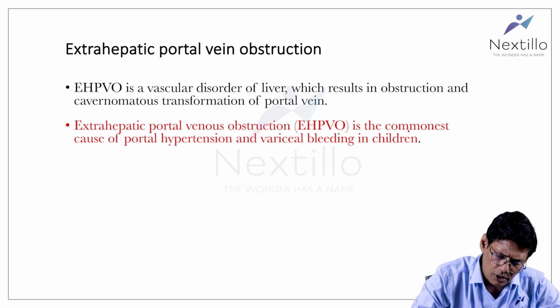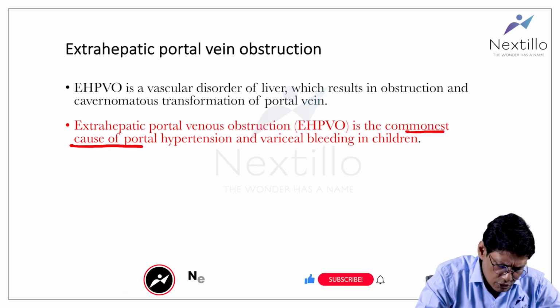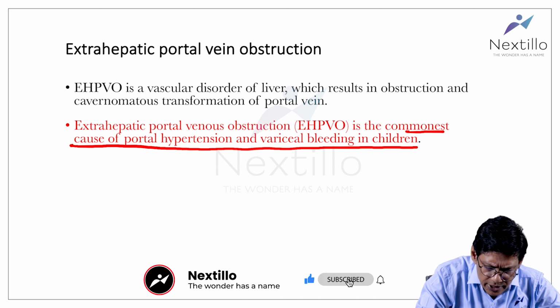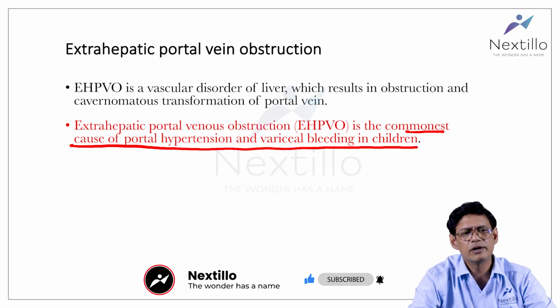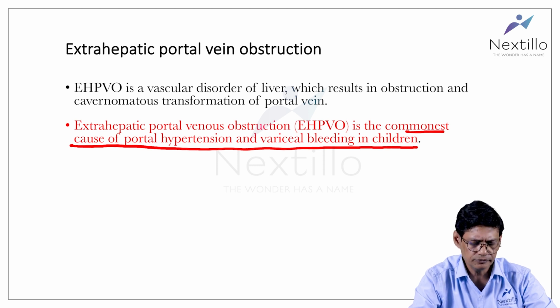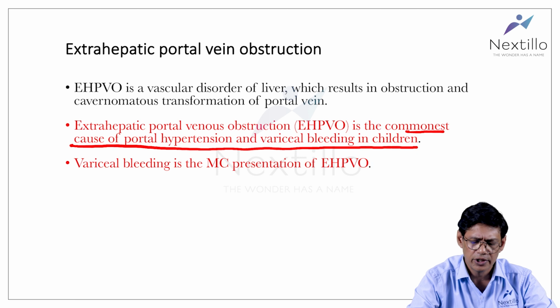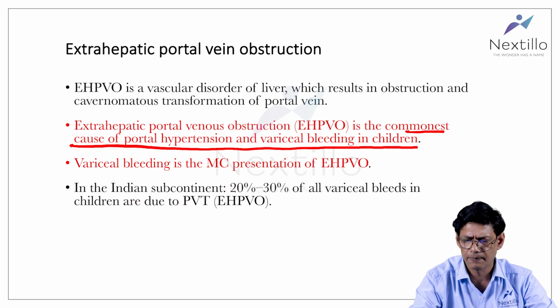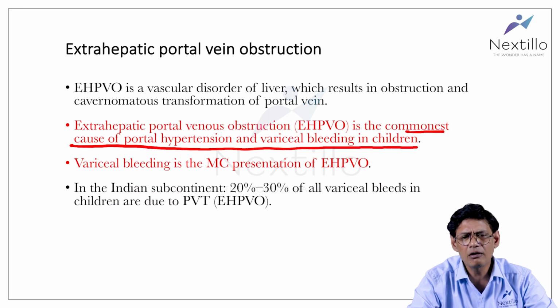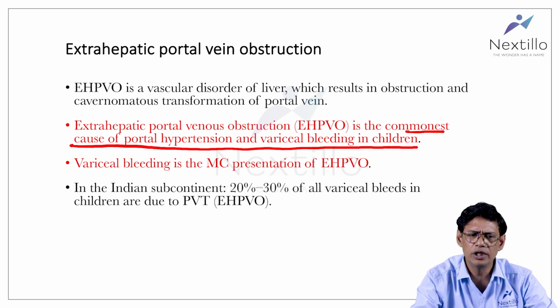So the most common cause of portal hypertension and variceal bleeding in children is extrahepatic portal venous obstruction. By far, the commonest presentation of extrahepatic portal venous obstruction, that is EHPVO, is variceal bleeding. In the Indian subcontinent, 20 to 30% of all variceal bleeds in children are due to extrahepatic portal venous obstruction, that is portal venous thrombosis.